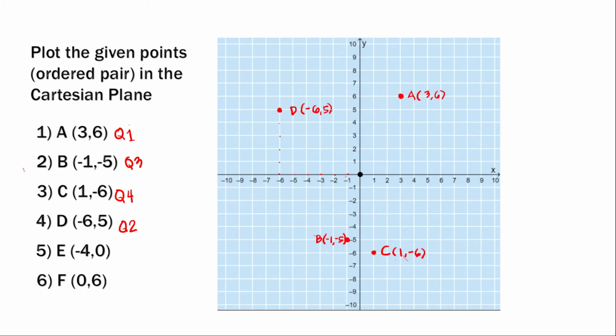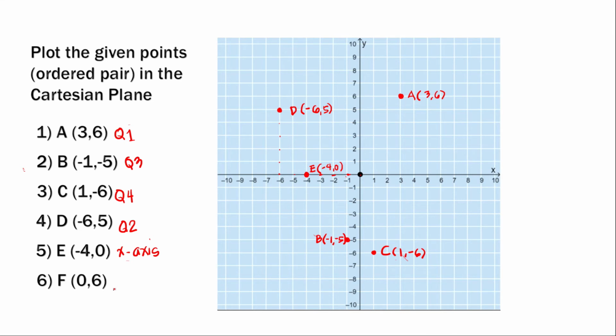Next, we have point E, negative 4, 0. So, negative 4, 0, simula sa origin, negative 4 is at our left, 4 steps. So, 1, 2, 3, 4. And then, 0 sa ating y. So, walang movement up or down. So, dito natin ipa-plot yung point E, which is negative 4, 0. So, that point E is actually on the x-axis.